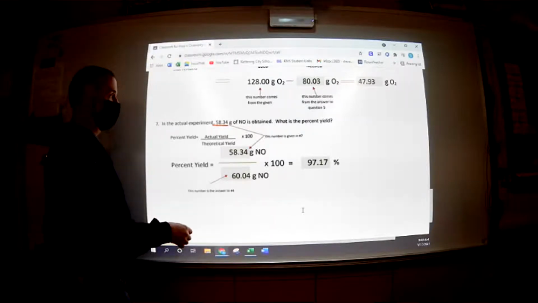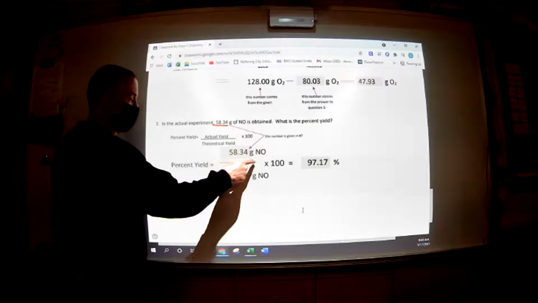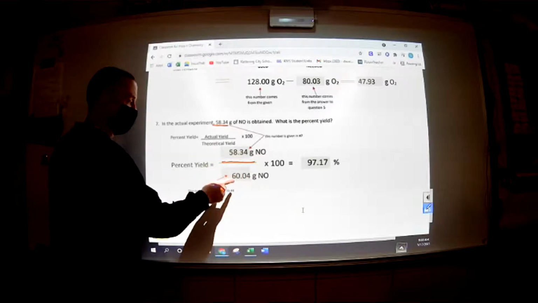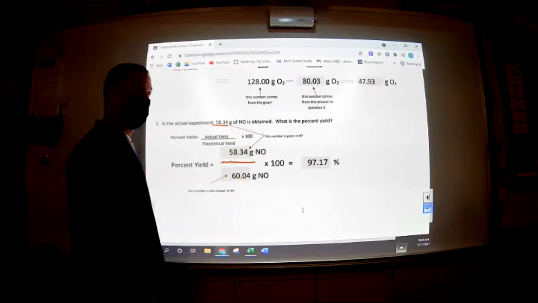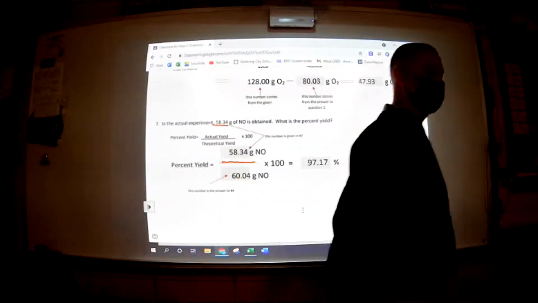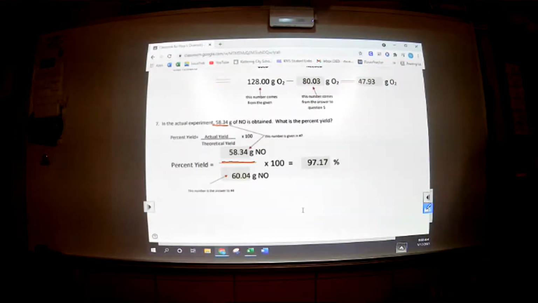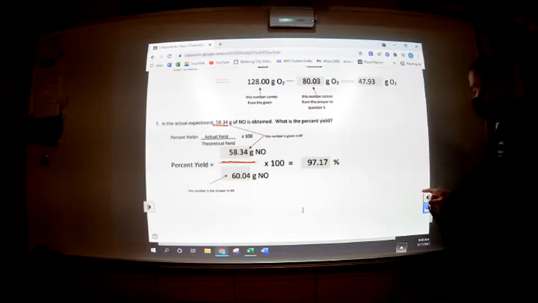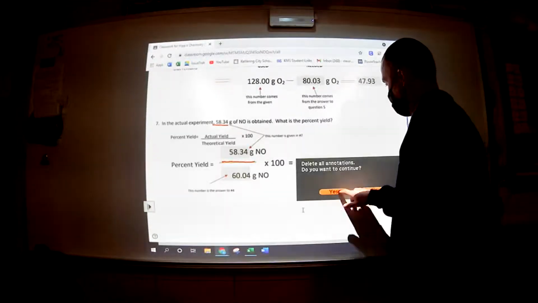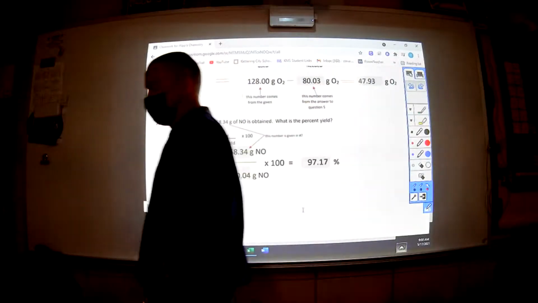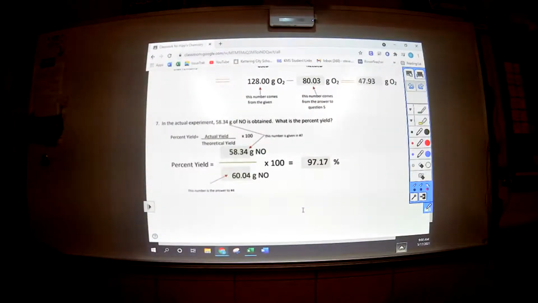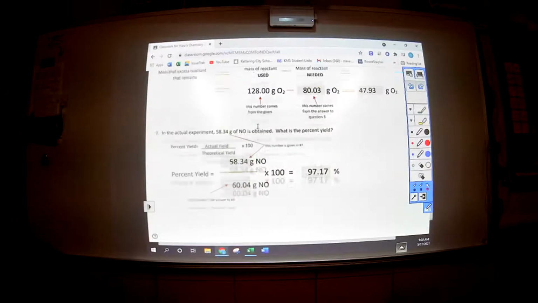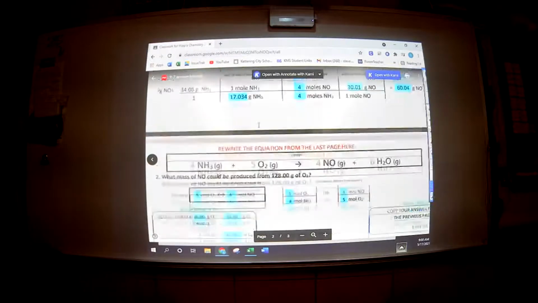What's our percent yield? Percent yield is what you actually made divided by what you should have made times 100. That meant 97%. We were able to get 97% of the product. These problems are muy importante. This is a major type of calculation you should know how to do. For that reason, we're going to practice it again today.